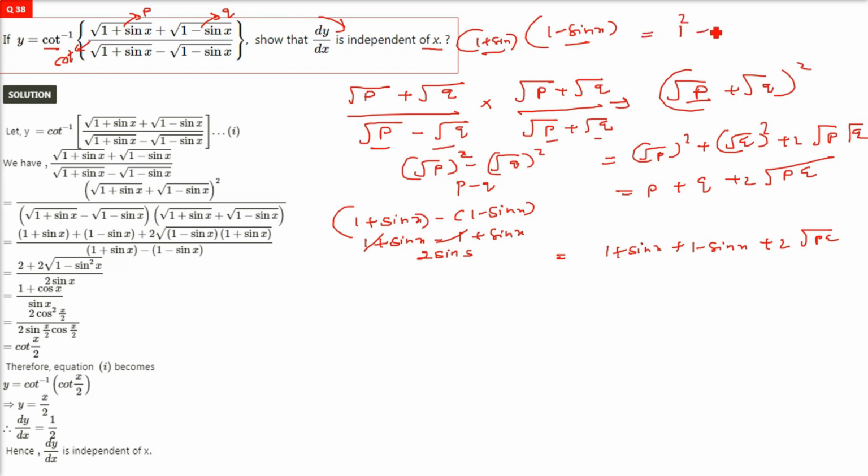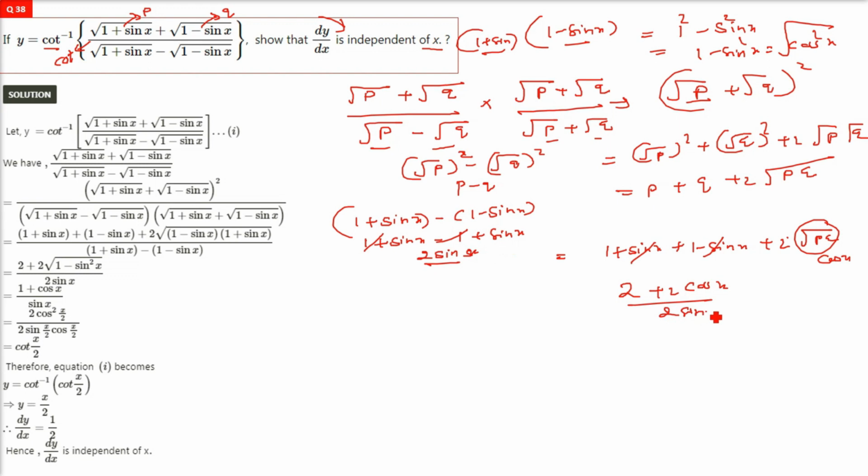So you get a squared minus b squared, 1 square minus sin square x, and 1 minus sin square x is cos square x, because cos square plus sin square is 1. So this under root cos square, final will be cos x only. So this gets cancelled. You have 2 plus twice of cos x. And remember, what was the denominator? It is twice of sin x. So let us write it here, twice of sin x.